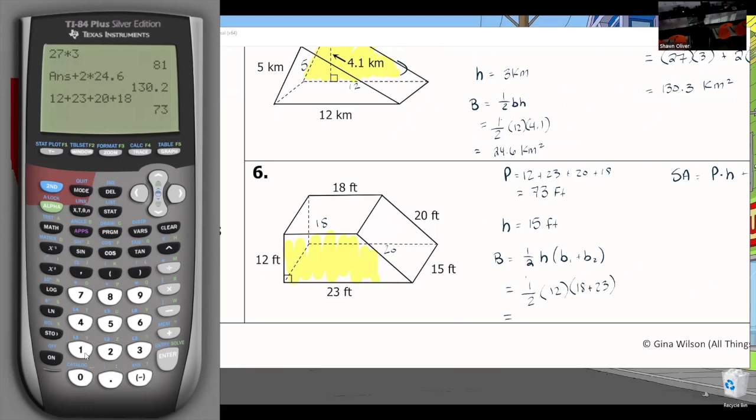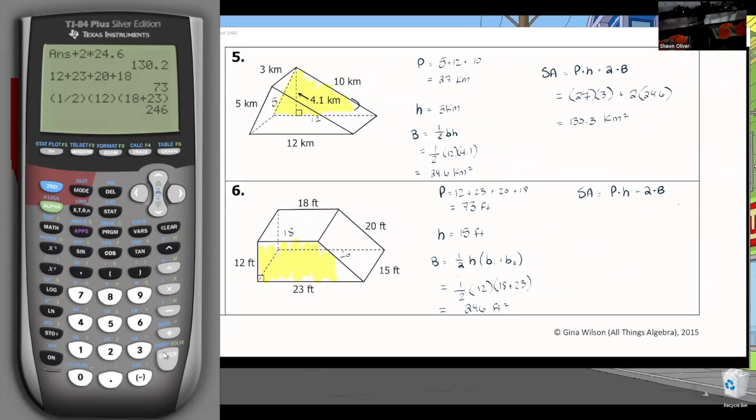So again, calculator skills are essential. You're going to need to do them for those crazy three-letter tests. Half of 12 times 18 plus 23. If you use parentheses, your calculator will follow the order of operations correctly. 246 feet squared. Use your units, keep your science teachers happy.